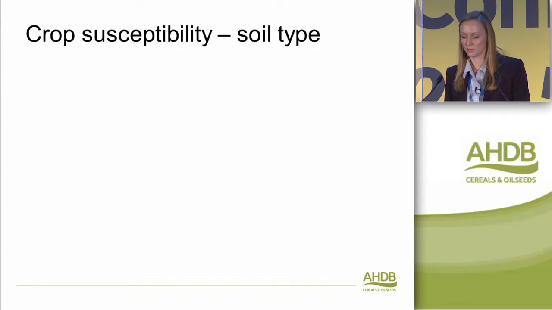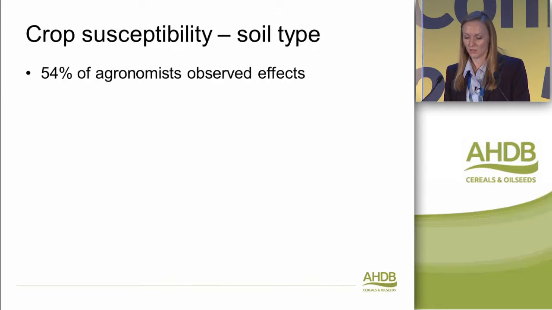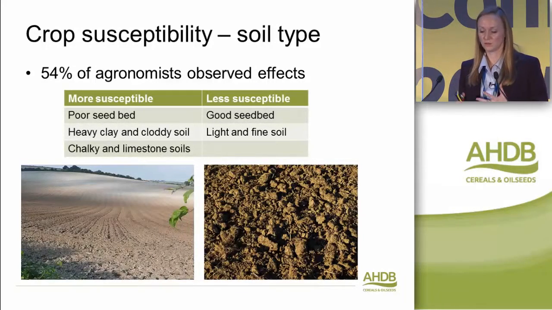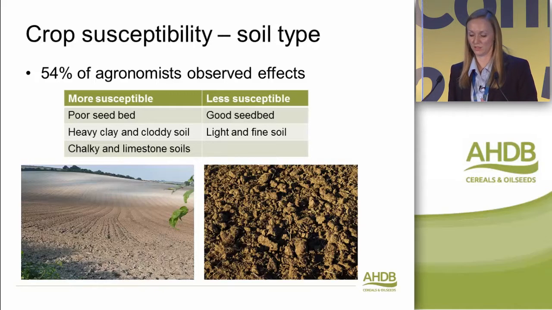Soil type was something else we asked about. So just over half of the agronomists observed an effect. There's quite a difference in what they saw here, and this is mainly looking at soil rather than the moisture. The more susceptible they thought was to do with the poor seed beds, and also where there was heavy clay or cloddy soils, and also chalky and limestone soils, for example, counties such as Essex, parts of Yorkshire, and also Lincolnshire.